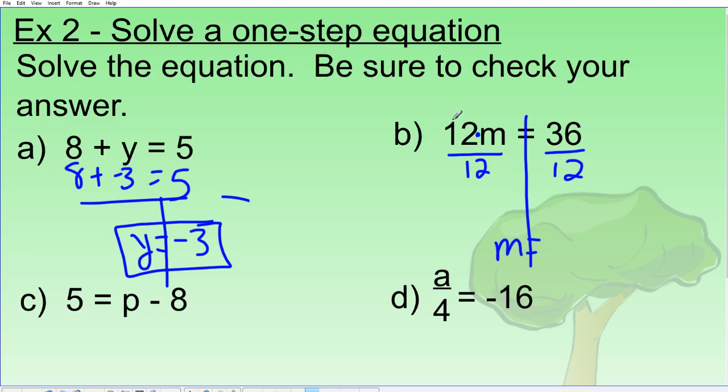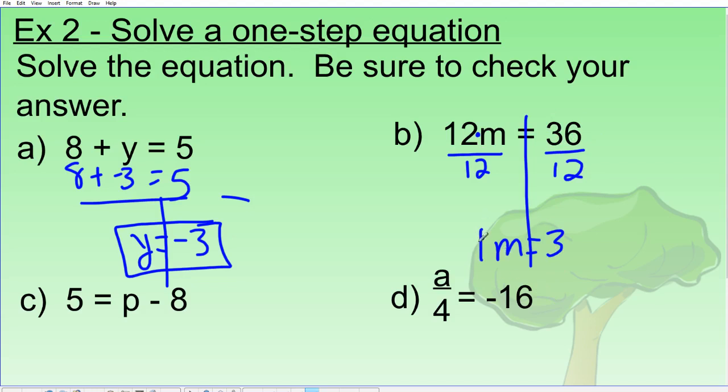And so when I take 12 divided by 12, what I get is I would get 1m. 12 divided by 12 is 1. On the other side, 36 divided by 12 is 3.